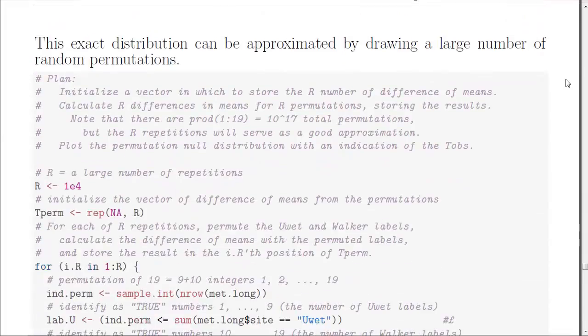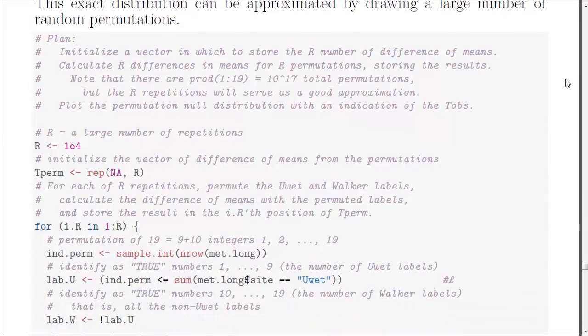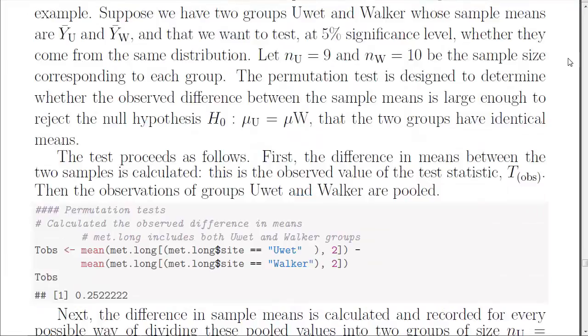In the code below, I have tons of comments, and we'll walk through the logic so you can understand the process. The plan is to initialize a vector to store all the differences in means. If I scroll up for a moment, the statistic that we're looking at is the difference in means, so that's what's calculated here. And our observed statistic comes from the actual labels, the UWet mean minus the Walker mean.